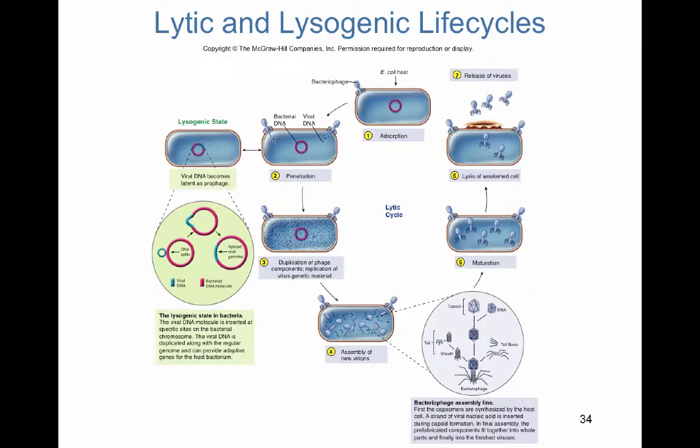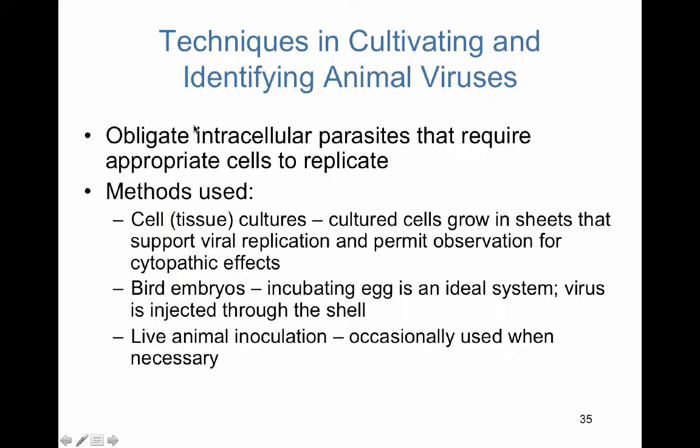All right, so going back here, just remember lytic, we're going to attach to the bacterial cell. We're just going to introduce the genetic material. We're going to make new copies, and the cell's going to lyse. These guys are going to be released to go and infect new bacterial cells. Or we can just have attachment, release, right, into the bacterial cell and integration into the host cell's chromosome, which would be the lysogenic state.